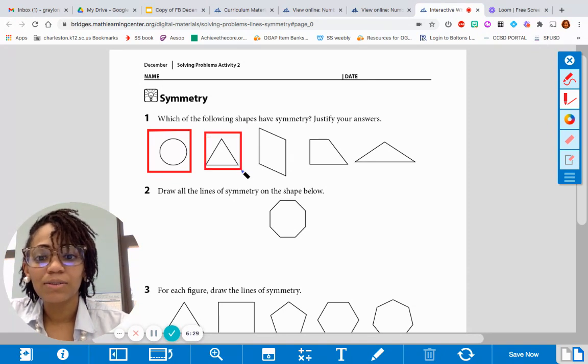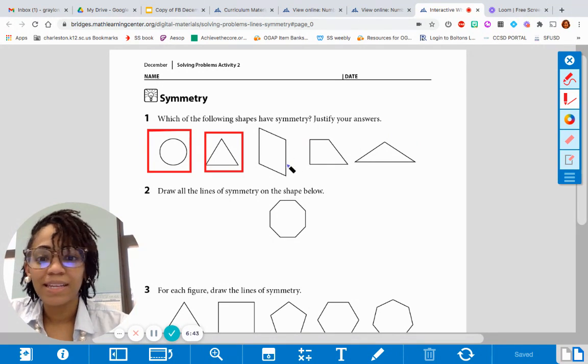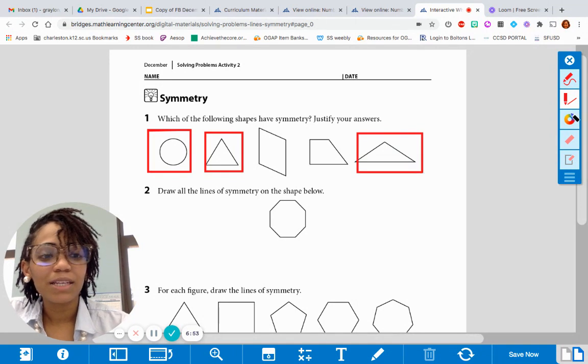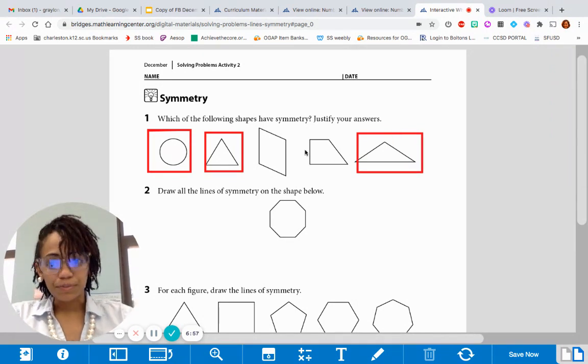Good, the triangle does. What is this shape? What do we call it? Parallelogram, yeah. And this shape? It's kind of like a trapezoid, right? Do these two shapes have any lines of symmetry? No. How about this triangle? Yes, it does.